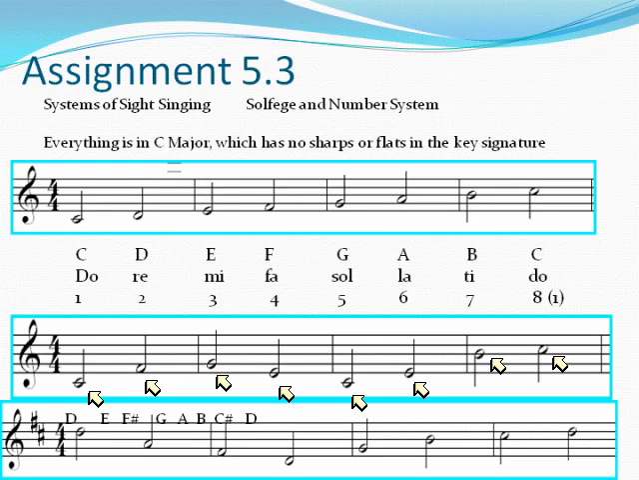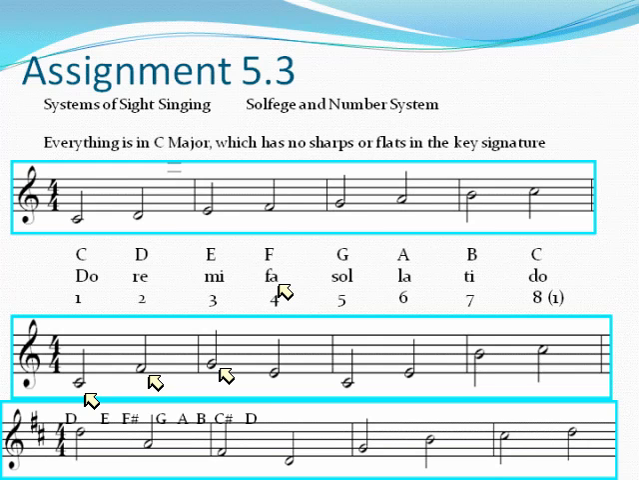Now, it does not ask you to name the notes. It asks you on one of them to put solfege and one of them to put numbers. So what you have to do is to transfer those notes to the solfege system. So if I'm looking at C here, what is C if I'm doing solfege? It is do. What is the next note? F. In the key of C in solfege, it is fa.